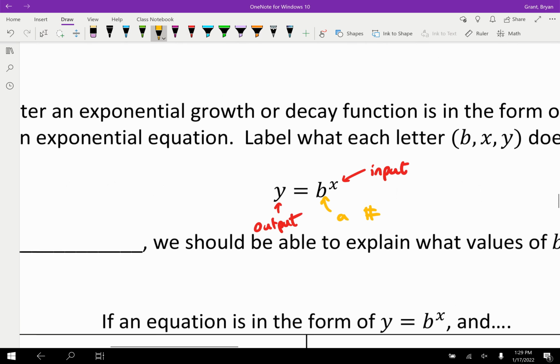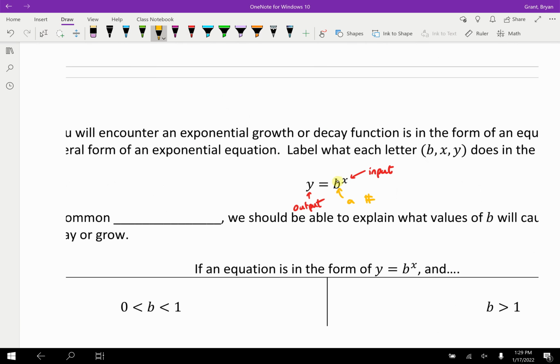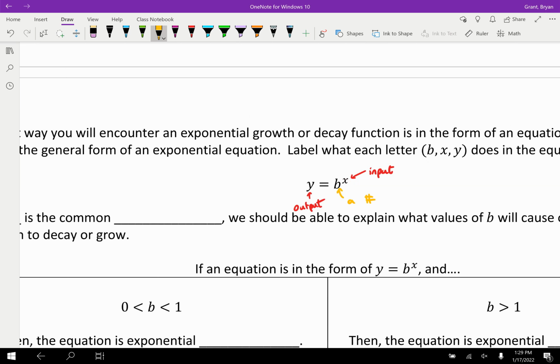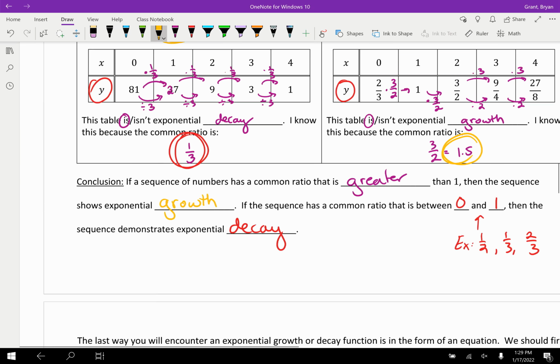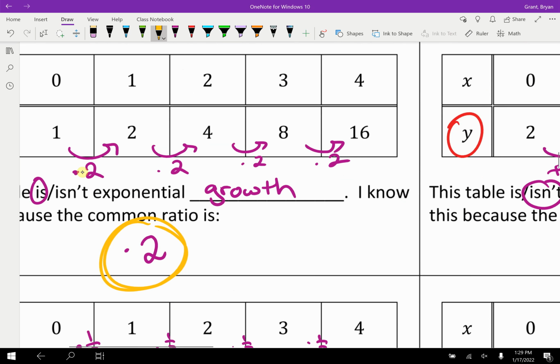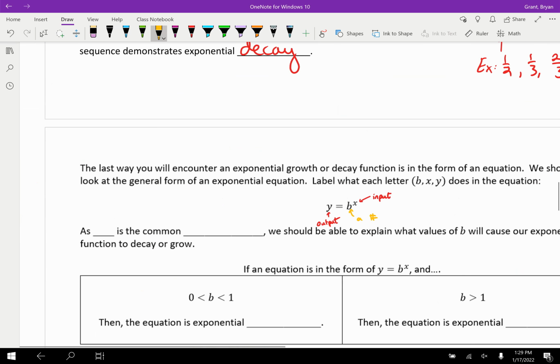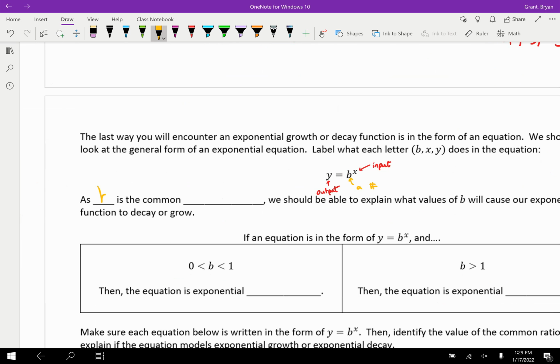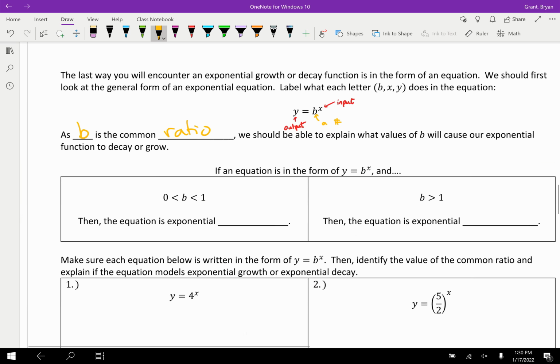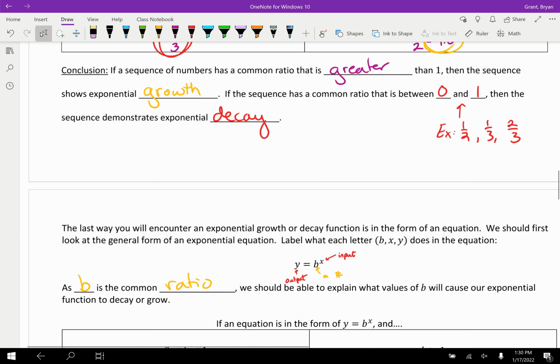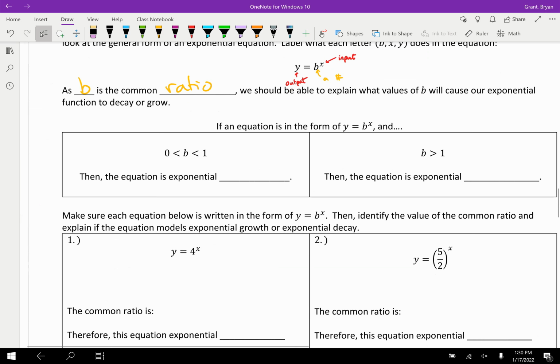All right. In particular, and we wrote a couple equations before, if you're doing a number to the x power, that means you're doing a number times itself multiple times. Where have we seen numbers times itself multiple times? Well, isn't that just what happens here? We're doing 2 times 2 times 2 times 2, 2 times itself multiple times. And hopefully you're getting the idea that b is actually the common ratio. And so as soon as we know that b is the common ratio, we should, based on what we did for our tables on the previous page, be able to explain what values of b will cause our exponential function to decay or grow. And it's just like the previous page.